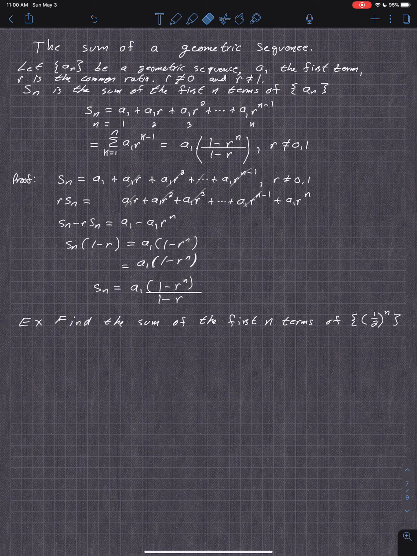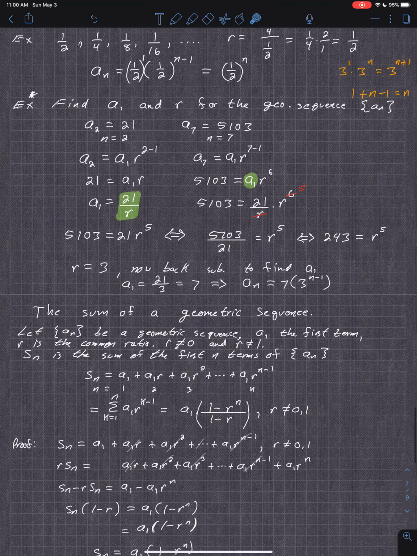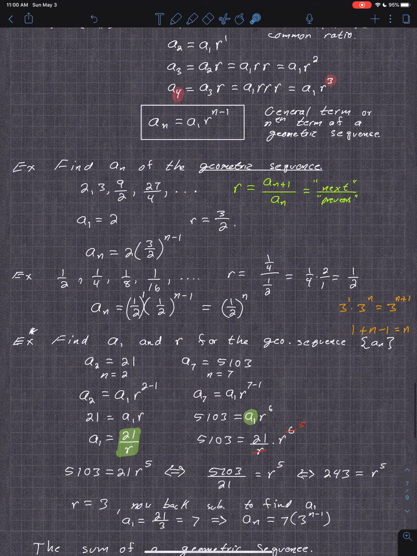Now we want to go over the sum of a geometric sequence. So we went over the sequence definition, right? So we go back real quickly here. A geometric sequence looks like this, and we want to look at the sum of those, adding them up.